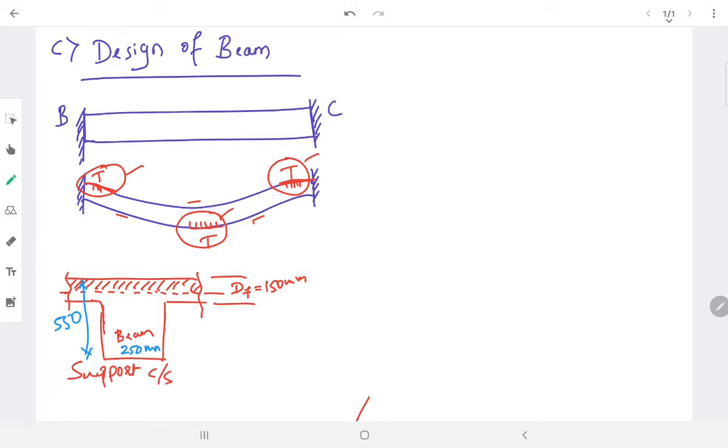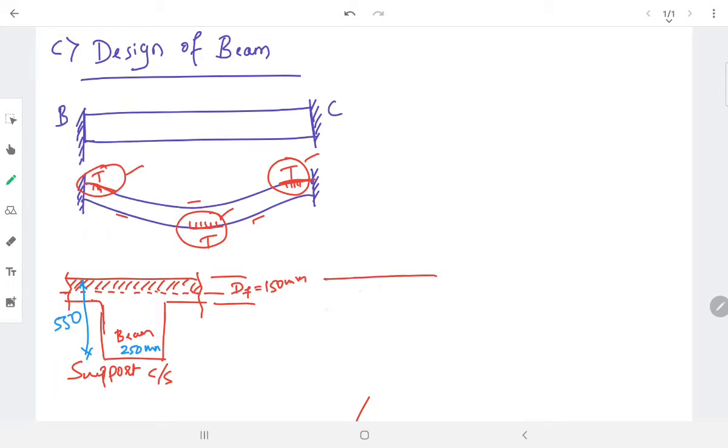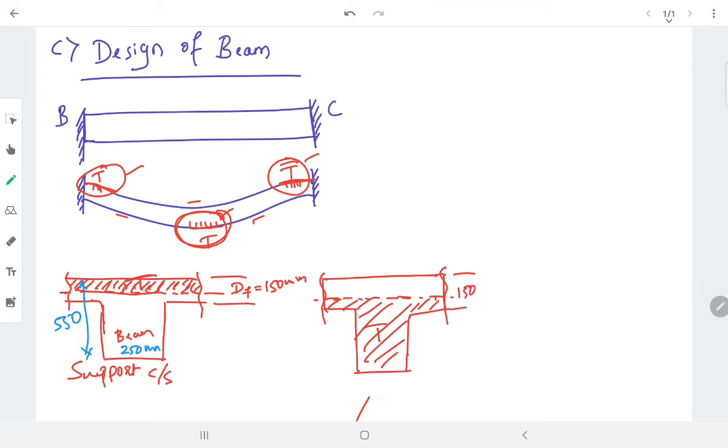Similarly we can draw a mid span section also, the mid span cross section. Wherever it is hashed, that is showing the tension. So in mid span tension is at the bottom, you can see here, and in the support section tension is at the top. Wherever I have hashed here, this is showing tension, and here this is the cut section of the slab, again 150 mm, in the mid span cross section of the beam.